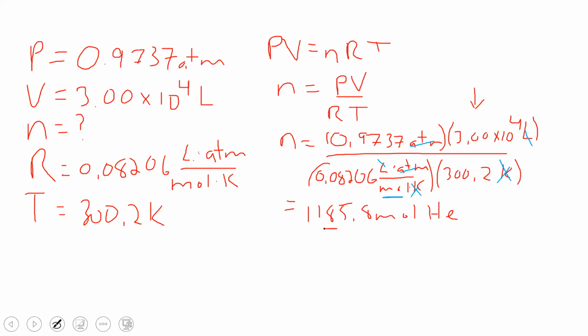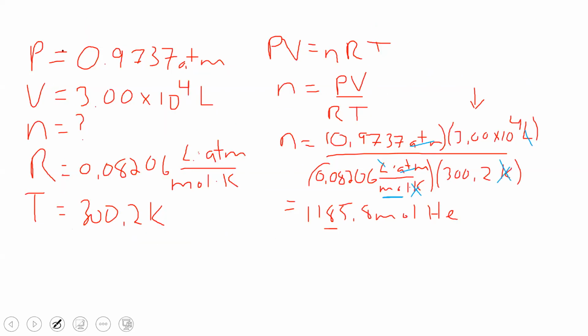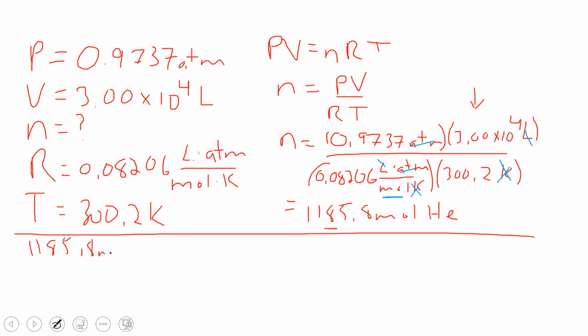So that tells us how many moles of helium that we have in this container, right? But the question asks for specifically the mass. Well, once we know moles, we can determine mass, assuming we can find the molar mass of that substance. And for the case of helium, we know that helium is 4.003 grams per mole based on our periodic table. And so we take the moles, 1185.8 moles of helium, where there's our sig fig.